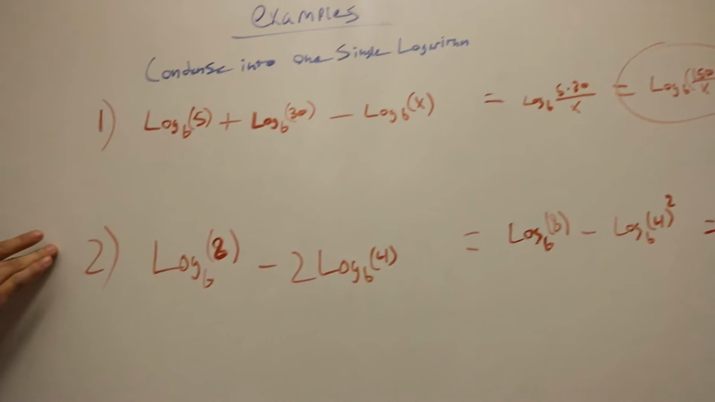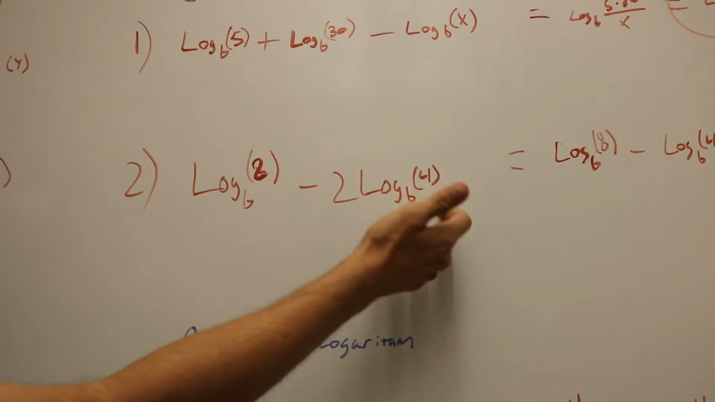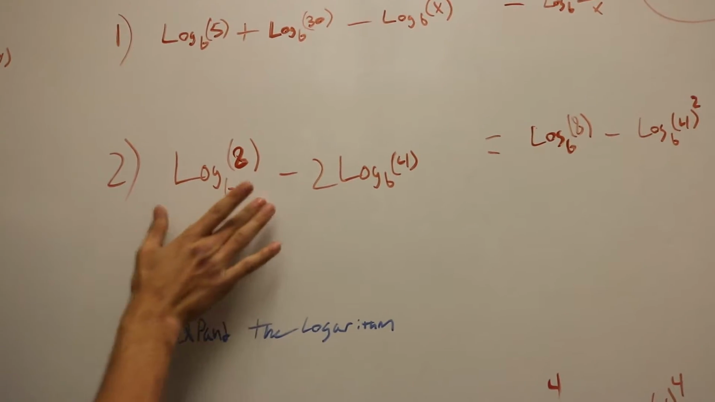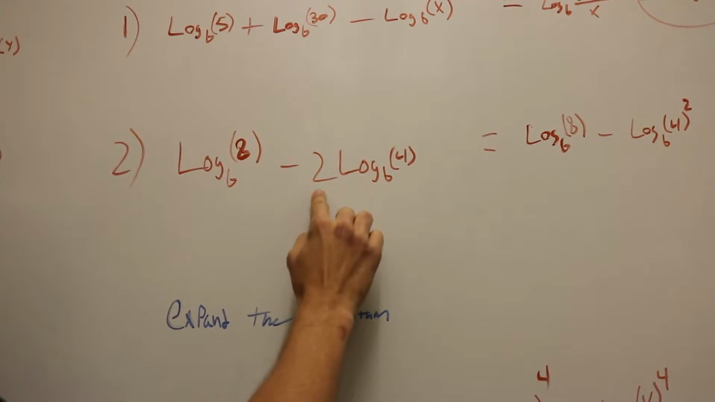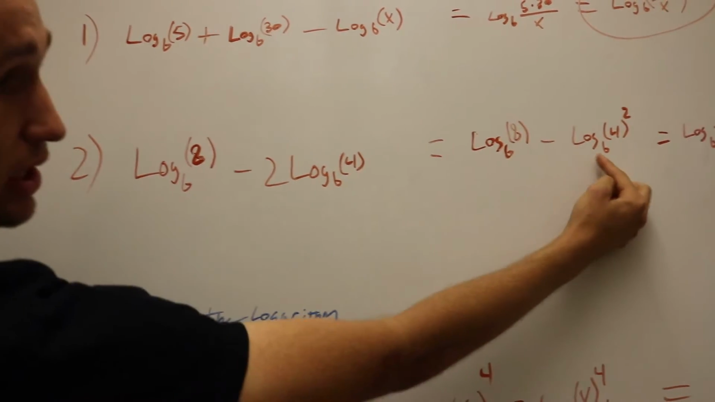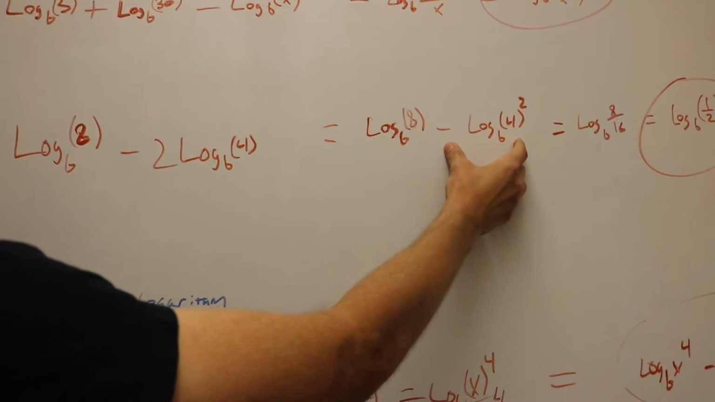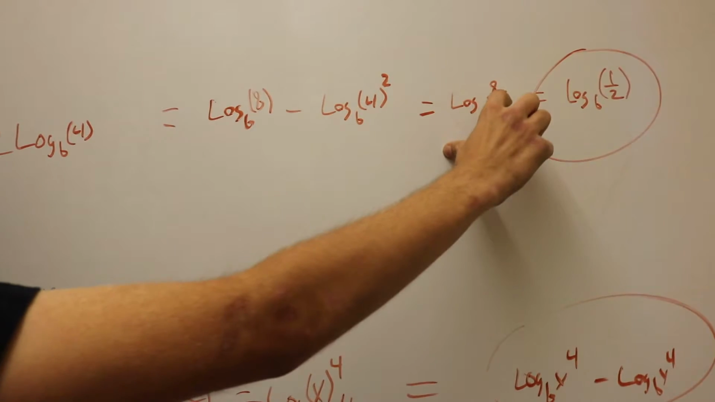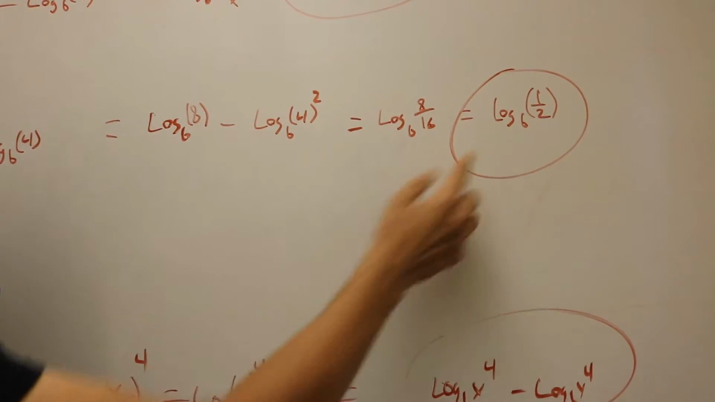Now you go to example 2. You have log b of 8 minus 2 log b of 4. What you're going to do here is, this first part's already as simplified as we can get it. This second term, you're going to take the 2 and shift it over to the top, so you're going to get log b of 4 squared, and it's still minus, so you're going to use the quotient rule and end up getting log b of 8 over 4 squared, which is 16, and that reduces down to log b of 1/2.